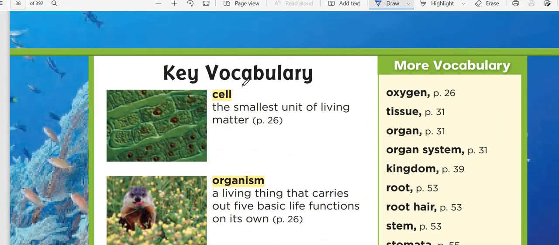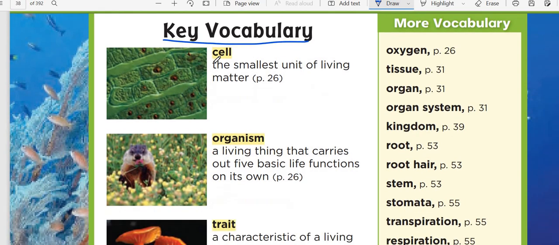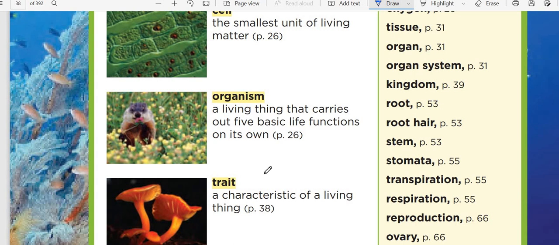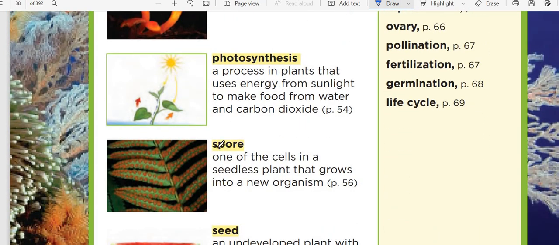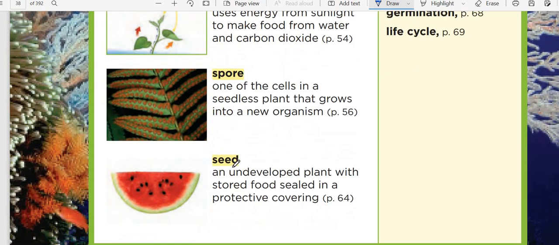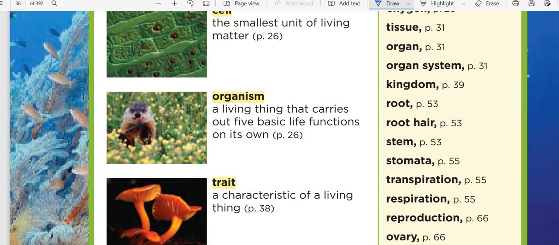So what are the key vocabulary? We have the first one: cell, organism, trait, photosynthesis, spore, seed. Okay, so let's identify each one of them.